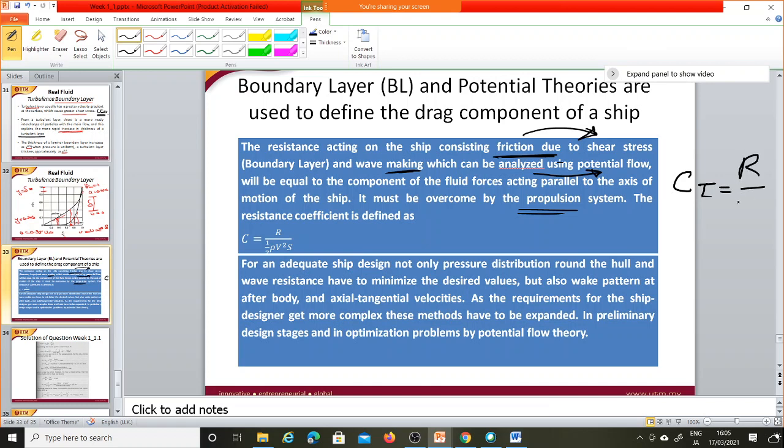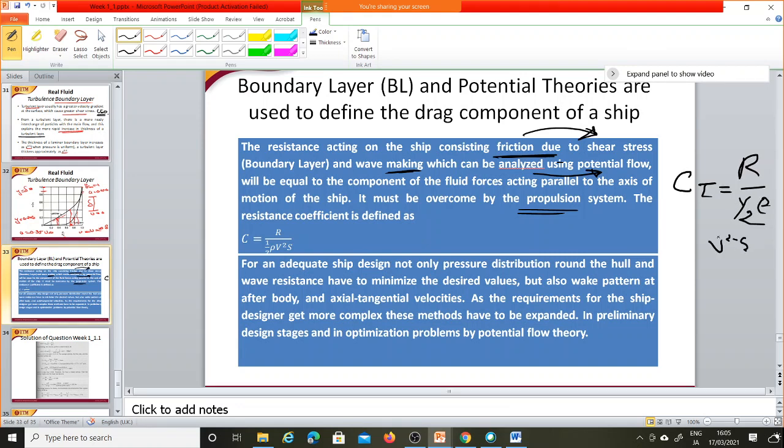So the total resistance is a formula that we use. Later on, you will learn it. Half rho v square s. Sorry, I don't have space here. So rho is the water density, v is the velocity of the ship, s is the wetted surface area. It means the area that is below the water or immersed in water. Okay, so if you use this formula, you will get the total resistance coefficients.